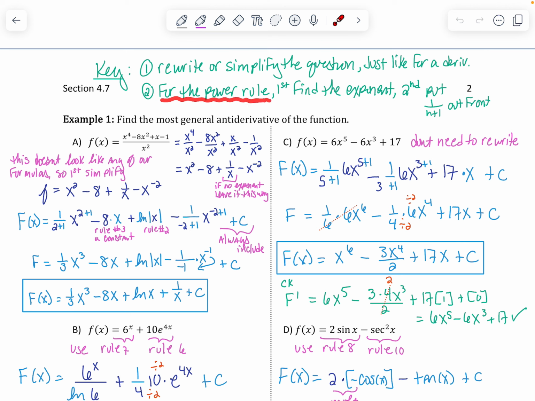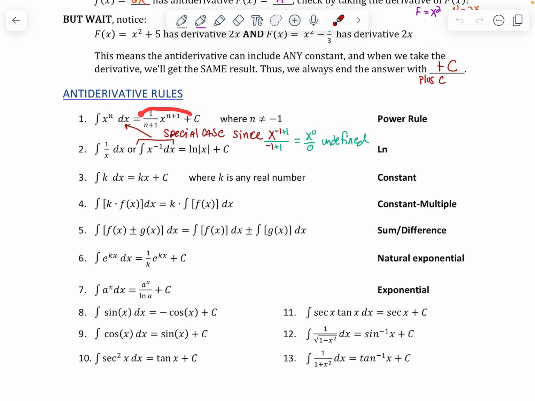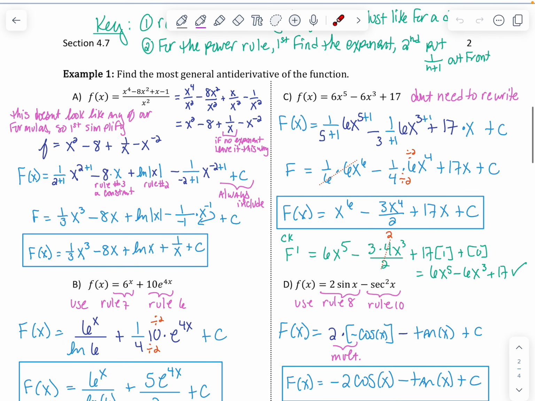And also, when it comes time to take the antiderivative of a power rule problem, I personally think it's easiest if you find the exponent first and then put the reciprocal out front. What I'm referring to is a lot of people look at this formula, and since we read from left to right, they want to start here. But I think once you start with the exponent first, then you know what is the denominator of your reciprocal.